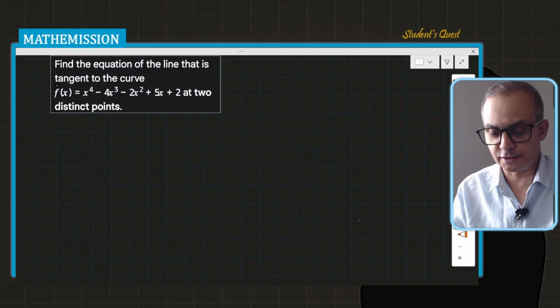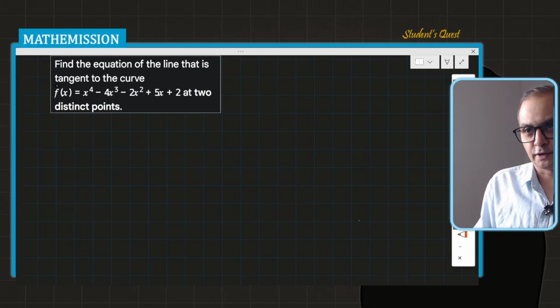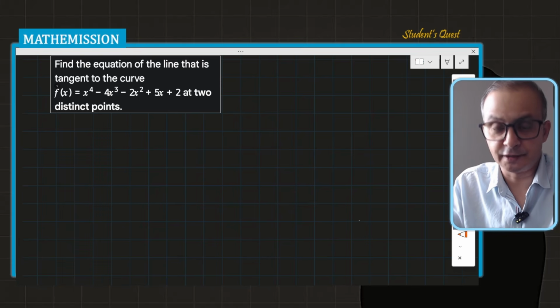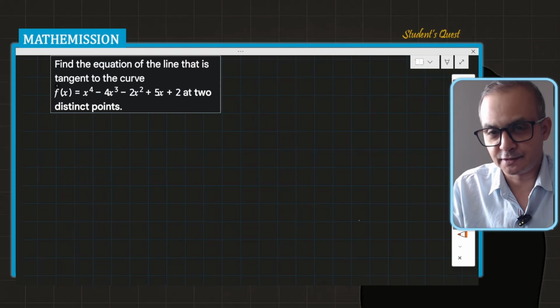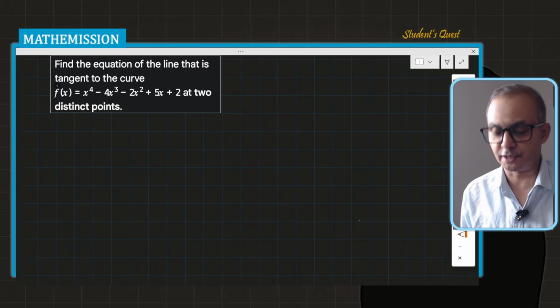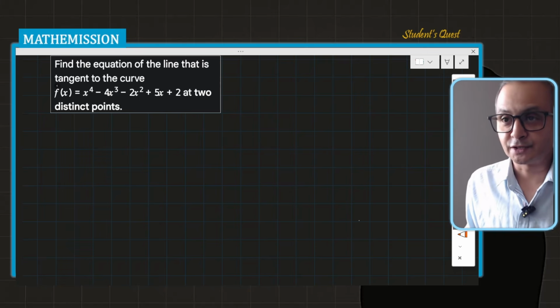The students asked this question: find the equation of the line that is tangent to the curve at two distinct points. And in the students' words, maybe paraphrasing, it looks very easy, but it is difficult when we start solving it. So let's try to understand.